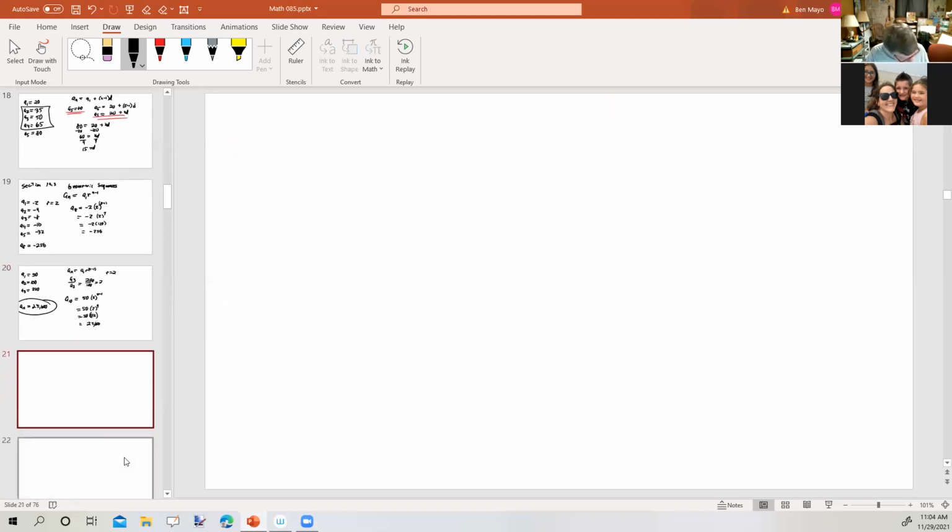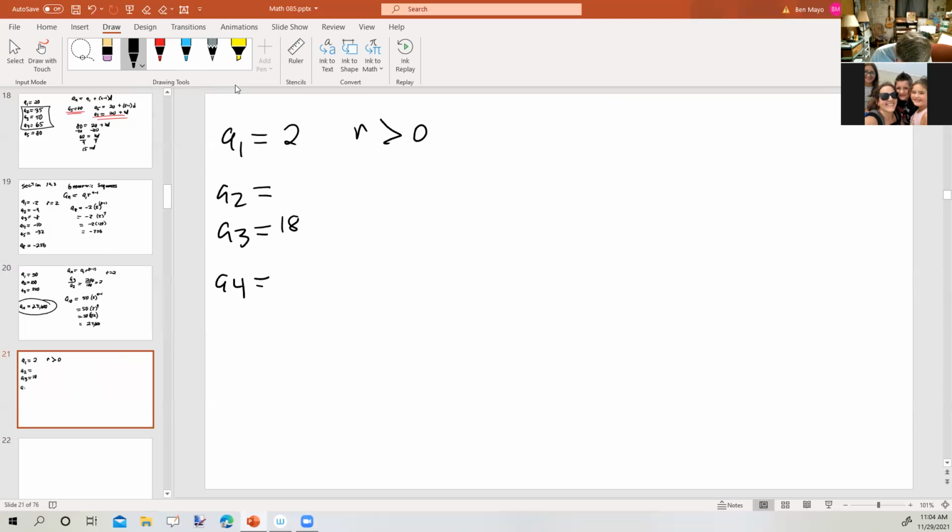The next one says, write the first 5 terms of the geometric sequence with the following properties. A sub 1 is 2. It says r is greater than 0, so r is positive. And the third term is 18. The first 5 terms, so we're supposed to find a sub 2, a sub 4, and a sub 5.